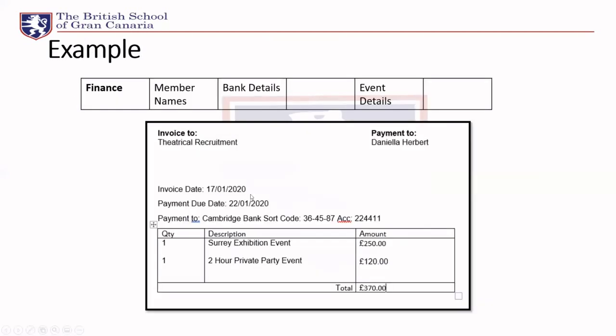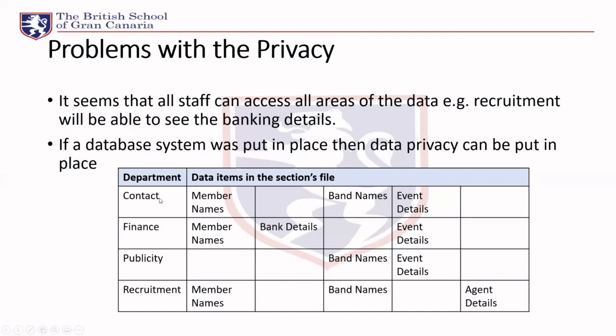So this is the department, for example, here. We've got the contact department, the finance department, the publicity department, and the recruitment department. So these are the different levels that they've got. For example, the only department that will need to see somebody's bank details is the finance department. Okay, because they're the ones that are in charge of paying people. But they don't need to see the agent's details or the band names. All they need to know is the person's name, their bank details, and the details of the event, because they've got to see who they're paying and what for. Okay, because no finance department is going to pay for something when they don't know what they're paying for. That's not going to happen.